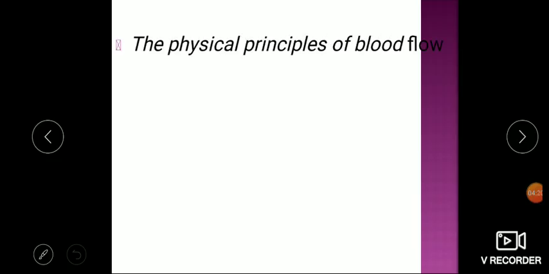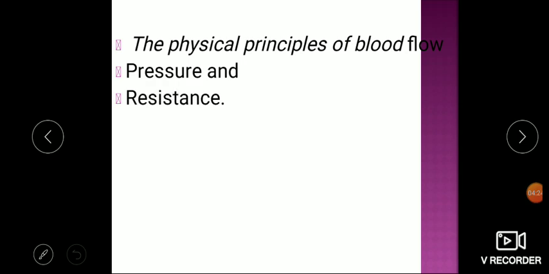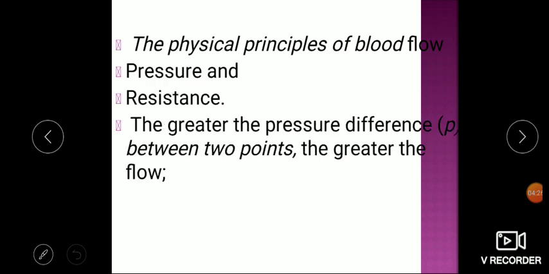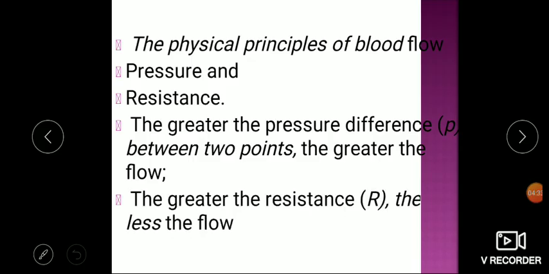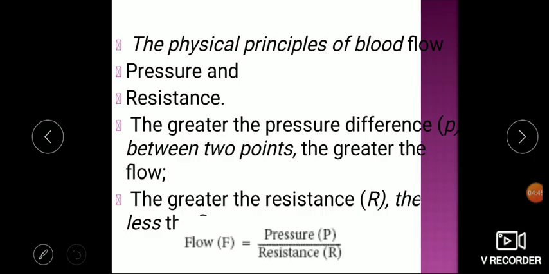So the physical principle of blood flow is quite simple. It depends on pressure and resistance. The greater the pressure difference between two points, the greater the flow. It's quite simple. And the greater the resistance, the less the flow. If you put up a barrier, flow will decrease, and if the pressure difference is more, there will be more flow. So flow is directly proportional to pressure and inversely proportional to resistance.